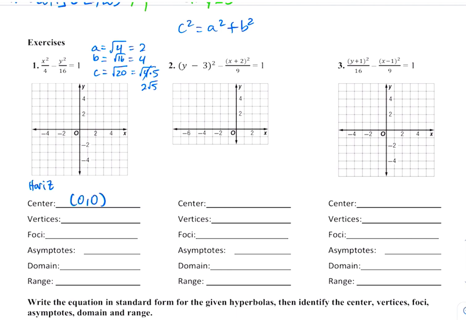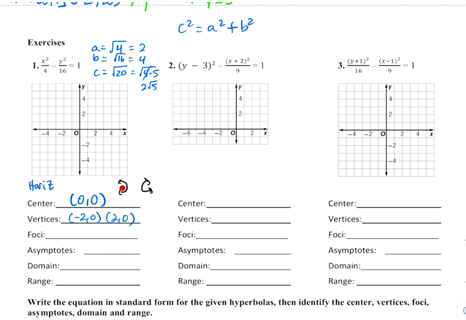So since I know it's horizontal, that means that my U's are going to open to the left and to the right. So that means then for my vertices, from my center point, I'm going to have to add and subtract my a value to the x of the center, and my a is 2. So 0 minus 2 is negative 2, and 0 plus 2 is positive 2.